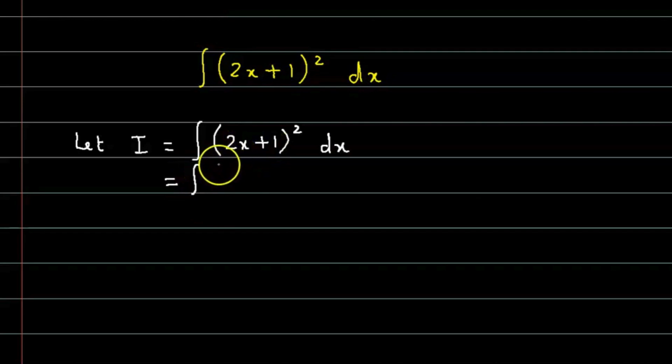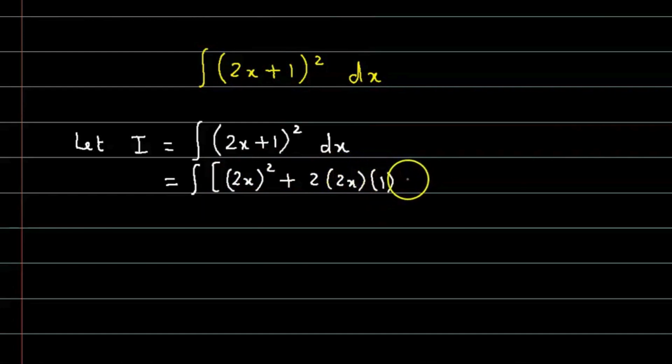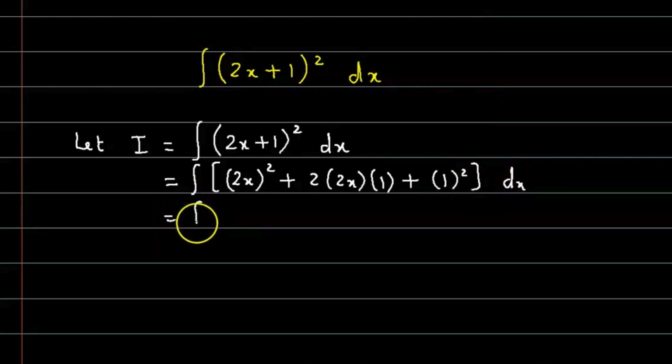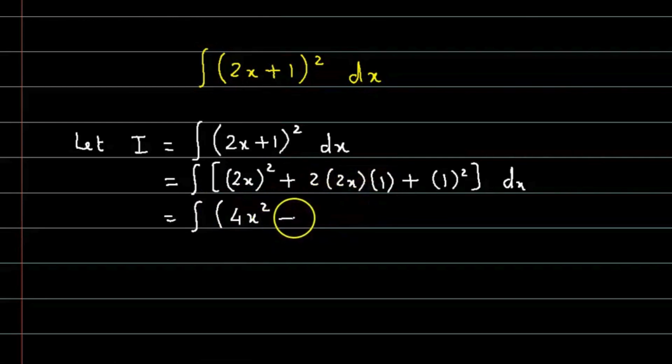So using the expansion formula, we'll have a square plus 2ab plus b square, and further we get integration of now (2x) the whole square, so that's 4x square, plus 2 times 2x, that's 4x into 1, so here we have 4x, and 1 square is 1, so plus 1, and dx.